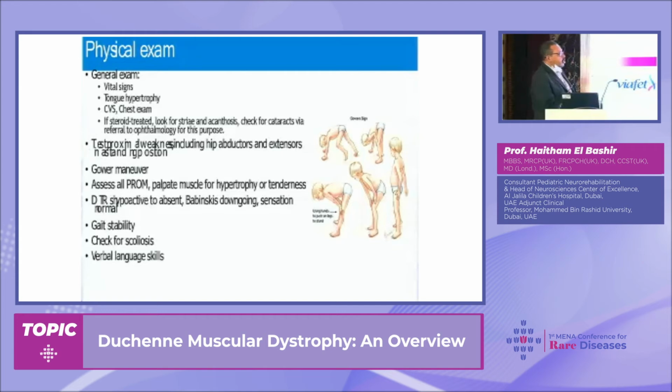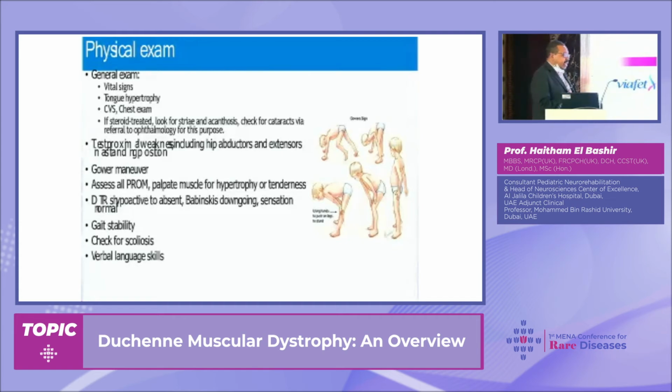As you can see there, this is a Gower sign. It's not specific only for Duchenne muscular dystrophy. You can see it in any child with proximal myopathy, especially if the pelvic muscles are affected. We assess all range of movement. I do that with the physiotherapist with me in the clinic.